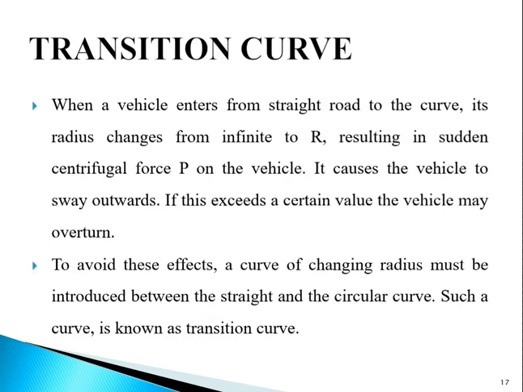Next, when a vehicle enters from a straight road to the curve, its radius changes from infinite to R, the radius of the curve, resulting in sudden centrifugal force P on the vehicle. It causes the vehicle to sway outwards. If this exceeds a certain value, the vehicle may overturn. To avoid this effect, a curve of changing radius must be introduced between the straight and the circular curve. Such a curve is known as a transition curve.